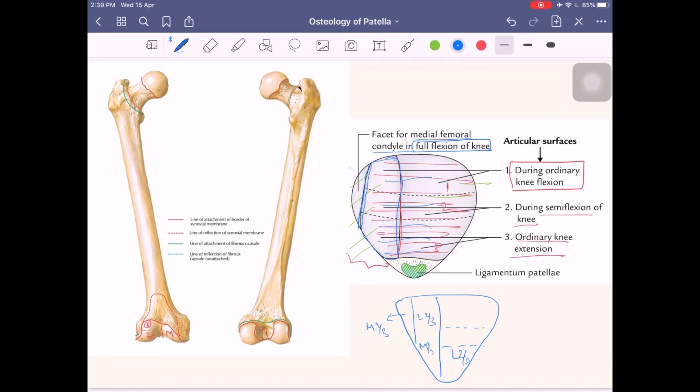So the medial strip will be coming in contact with the femoral condyle only during full flexion of the knee, whereas this part will behave just like the remaining lateral area. That means it is coming in contact with the lateral condyle of the femur in all positions. So thereby you can say the patellar surface of the femur comes in contact with the upper area in ordinary flexion, with the middle area in semi-flexion, and the lower area in ordinary extension, whereas the remaining part is only during full flexion.